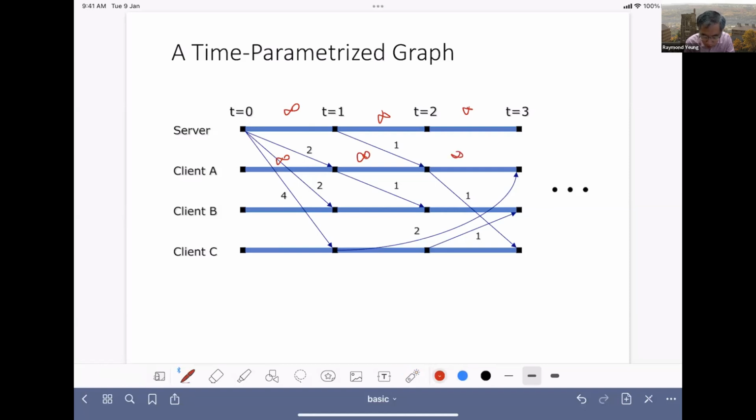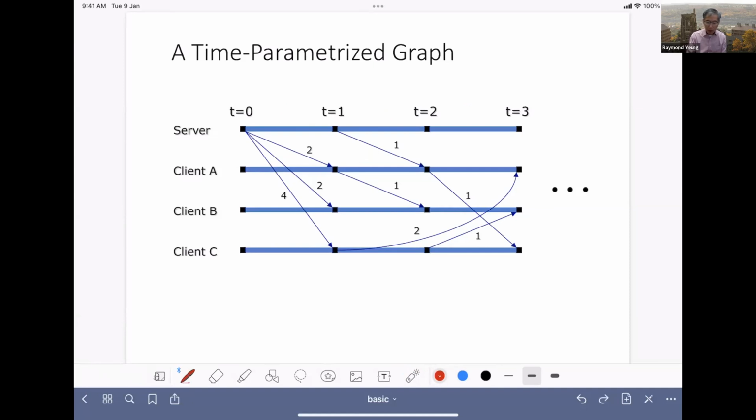So what has this to do with Avalanche? For this time parameterized graph, you imagine that we're doing random linear network coding on it. So let me get rid of all these.